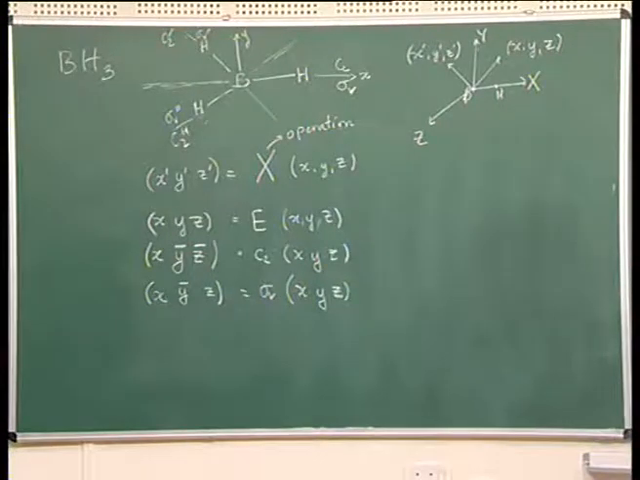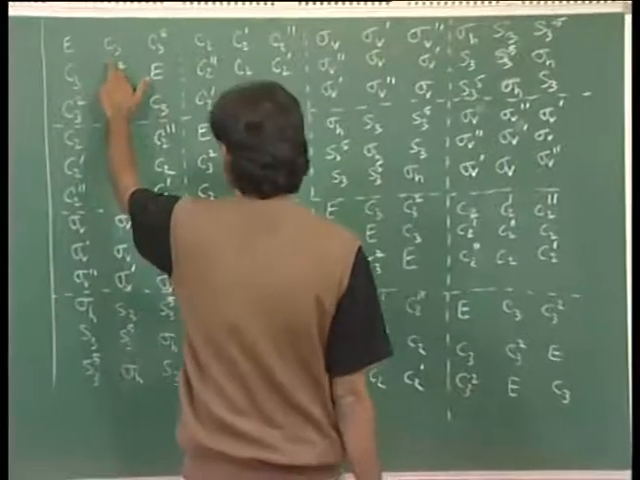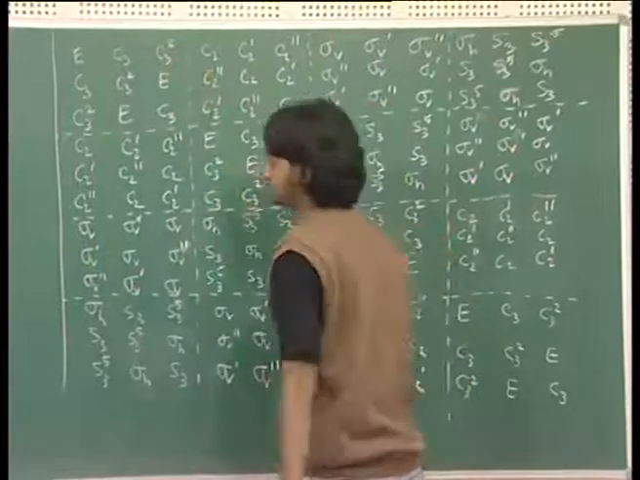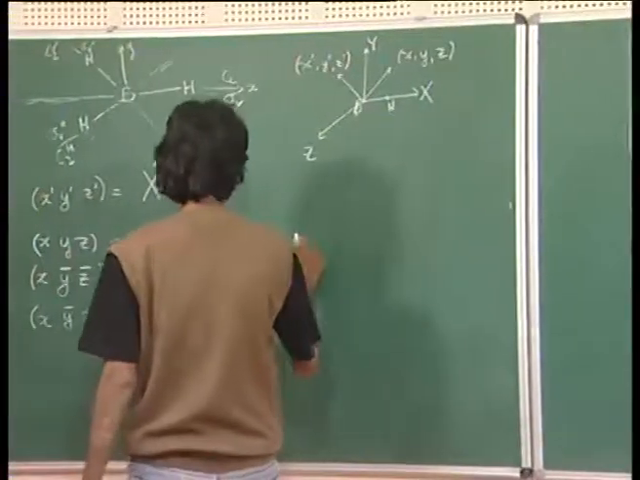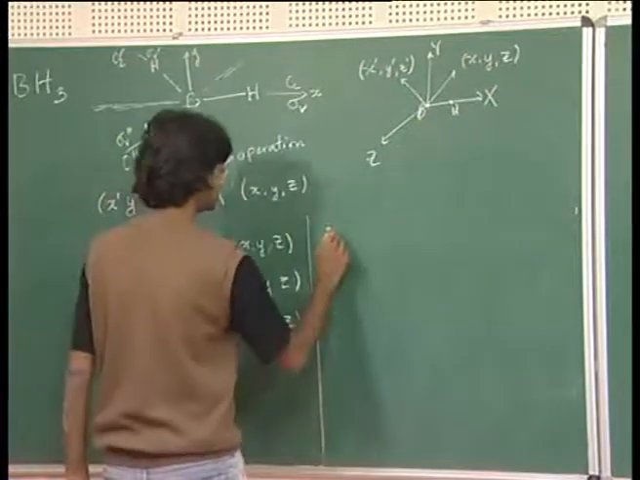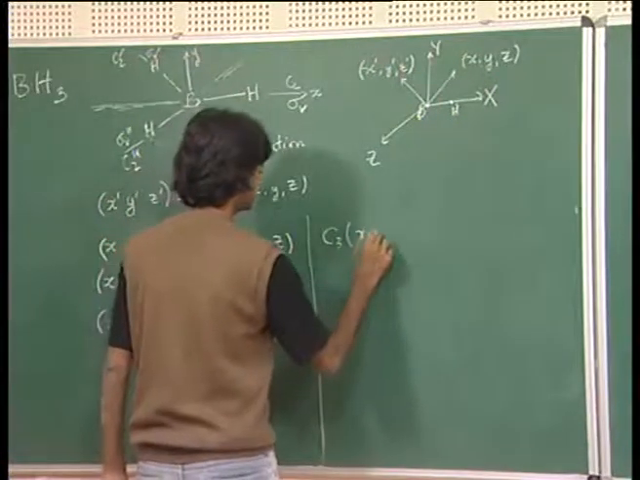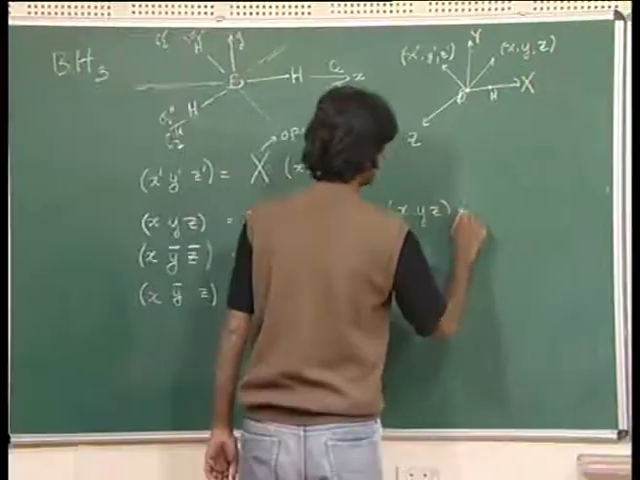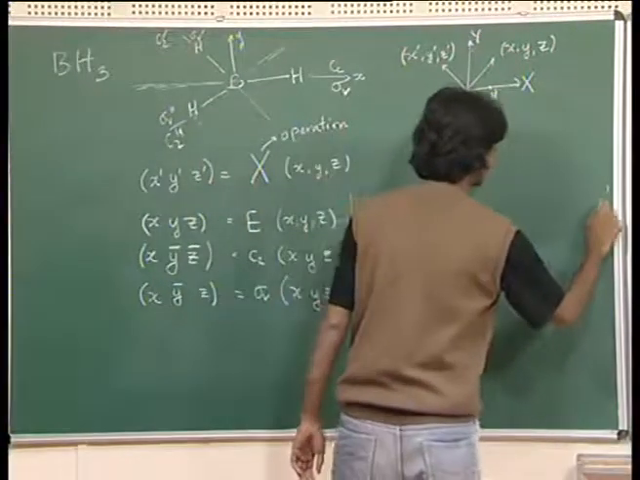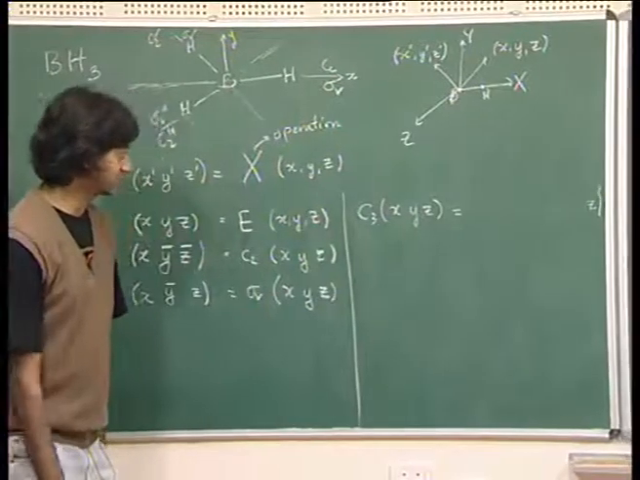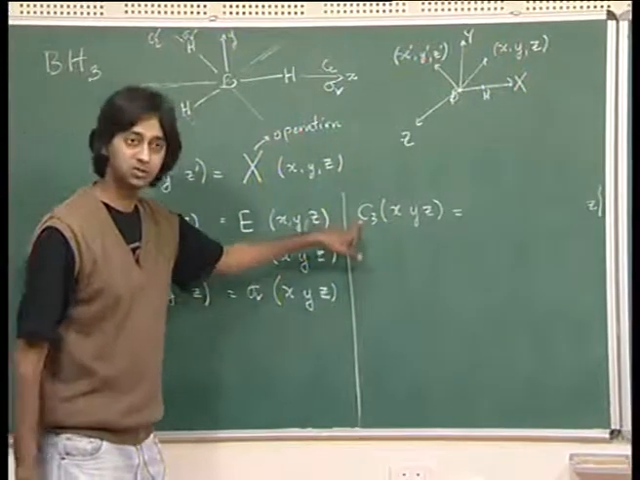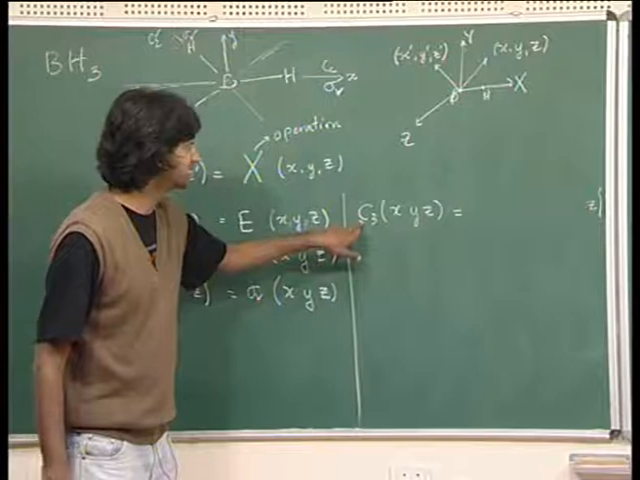Now I leave it as an exercise to you to work out all the remaining operations. I'll write a few. For each of these, you have to identify what is C3, what is C3 square. So for example, what will C3 be? Here, C3 operating on x, y, z, the z coordinate will remain the same. What about the x and y coordinates? C3 corresponds to 120 degree rotation.